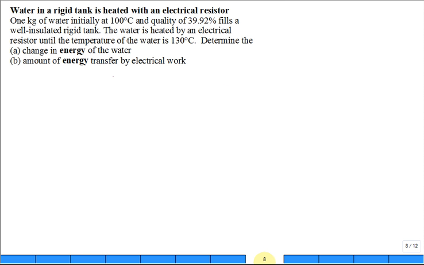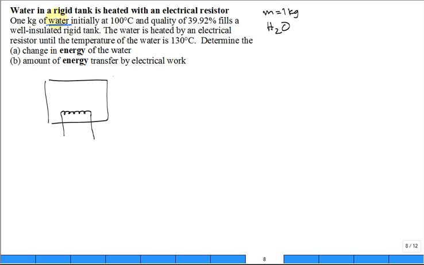So we have water in a rigid tank, and it's heated with an electric resistor. So we have another tank, and it's rigid. Hey, we're getting good at rigid tanks, aren't we? And it has an electric wire coming in, and then it has a resistive element, and then electric wire going out of the tank. And the tank contains 1 kilogram of water. So we make a little note. We say, oh, the mass is 1 kilogram. And if you tend to forget things, you underline them or highlight them or something.